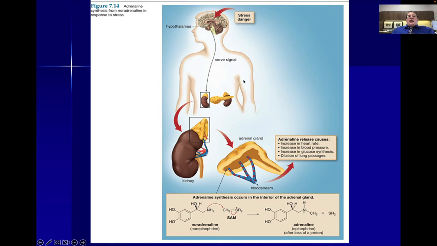And so once you get out of that situation of stress or danger, the signal goes away, the synthesis of adrenaline stops, and you return to a normal biological state, if you will. This is nothing more than an SN2 reaction. Noradrenaline reacts with SAM to make a new carbon-nitrogen bond, and we call that adrenaline. But it's a simple SN2 reaction that occurs to make the adrenaline when you need it.